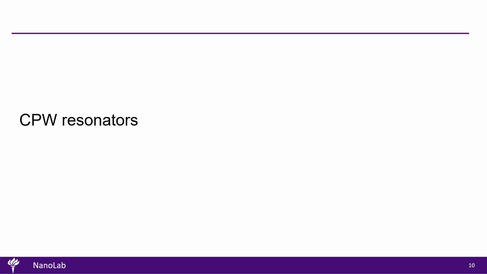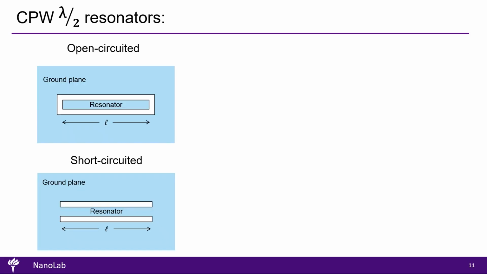Now let's explore the implementation of resonators with coplanar waveguides. We begin with the half-wavelength resonator, which, as discussed in previous sessions, can be realized in two ways, with open-circuited ends or with short-circuited ends. In these conceptual diagrams, both cases are shown as a CPW section of length L separated by a white gap from the ground plane. In the top diagram, the gap is continuous around the ends of the center conductor. In the bottom diagram, the center conductor is connected directly to the ground plane, creating a short.